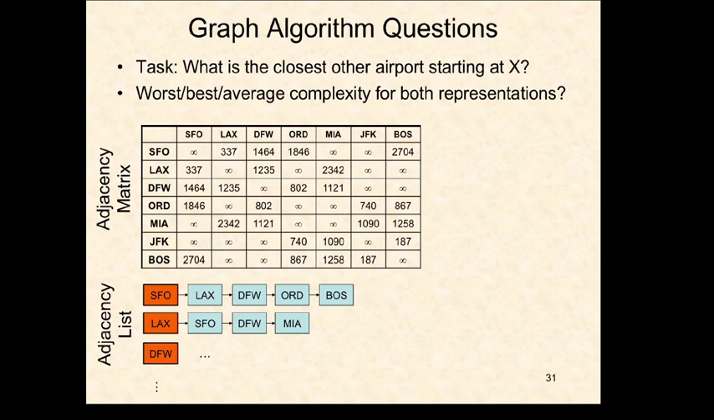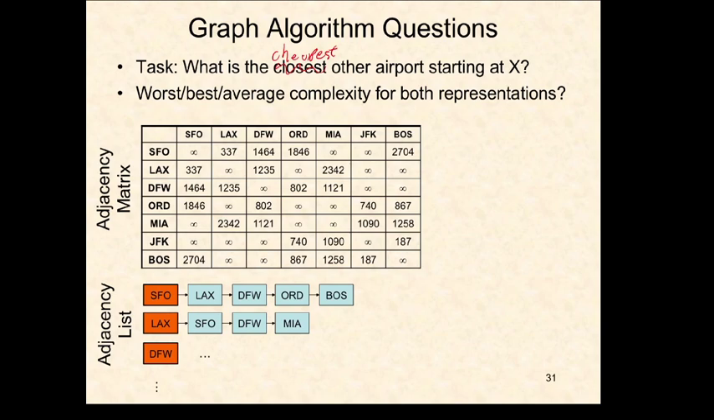Okay, so different question. What is the closest other airport starting at X? So I'm somewhere, I want to fly, and I'm not that worried about where I'm going, I just want to get out of here. I want to get to the closest other place that I can, or maybe instead of closest, let's change this to cheapest, and these are dollars now instead of miles. So if these values represent dollars, I want to find the cheapest one I can get to.